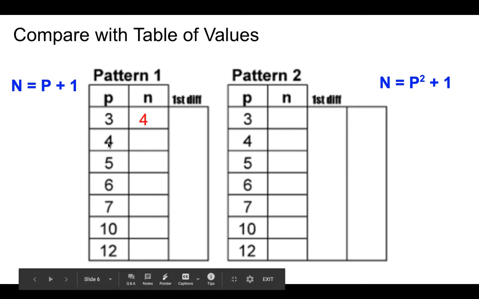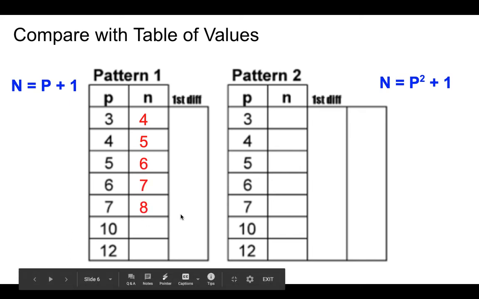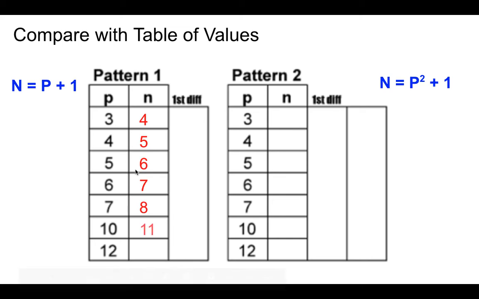So 4 plus 1 is 5. 5 plus 1 is 6. 6 plus 1 is 7. 7 plus 1 is 8. Now, for some reason, it jumps here, which I don't love, but we'll fill it in anyway. 10 plus 1 is 11, and 12 plus 1 is 13.